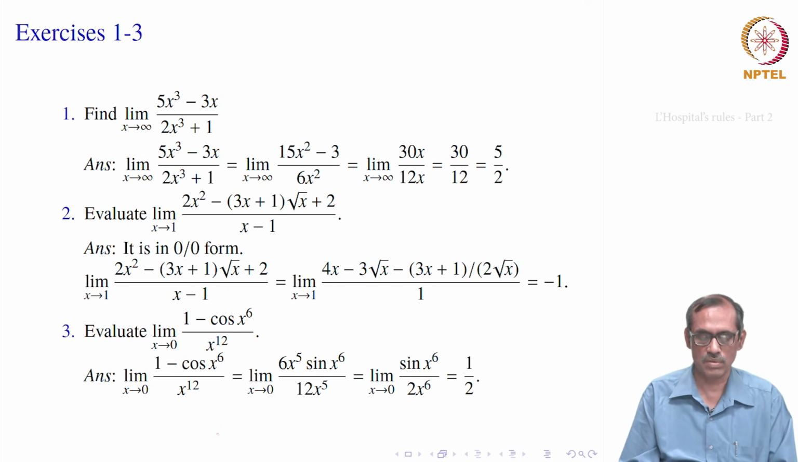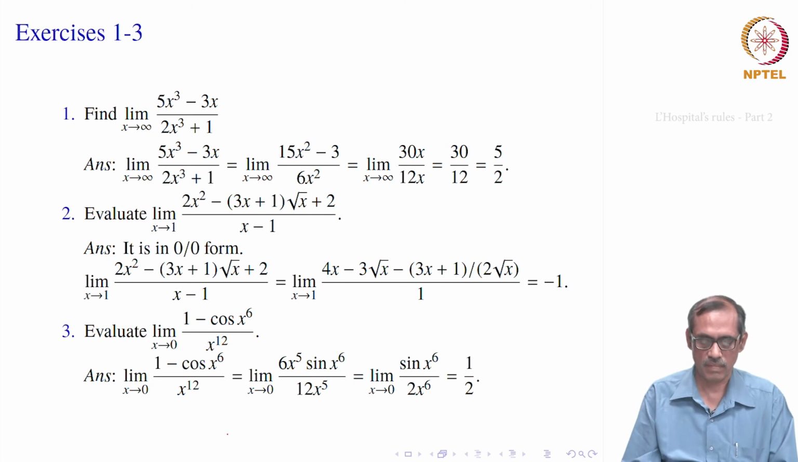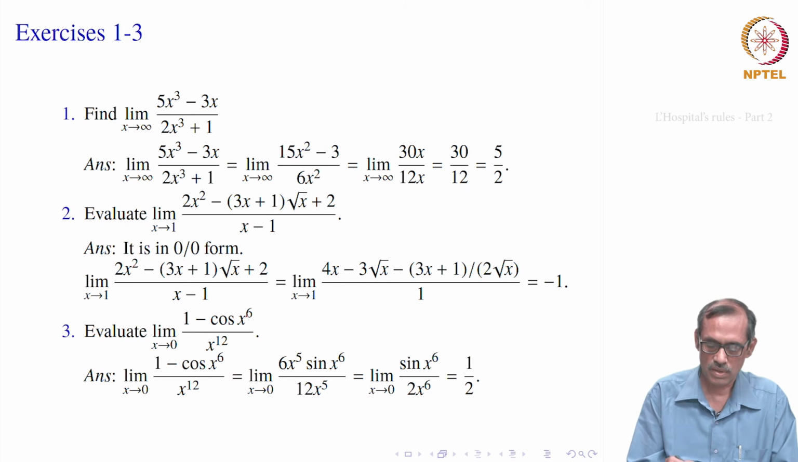Okay. So, let us go to the next problem. Here we want to find the limit of (1 minus cosine of x to the power 6) divided by x to the power 12. When x goes to 0, x to the power 6 goes to 0, so cosine of x to the power 6 goes to 1, and down it is x to the power 12, that also goes to 0. So, it is in 0 by 0 form.